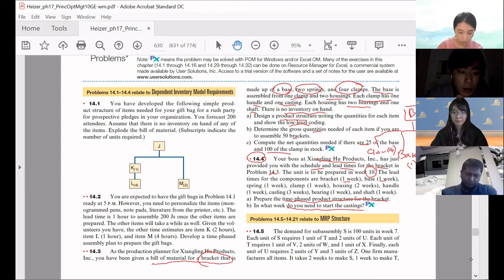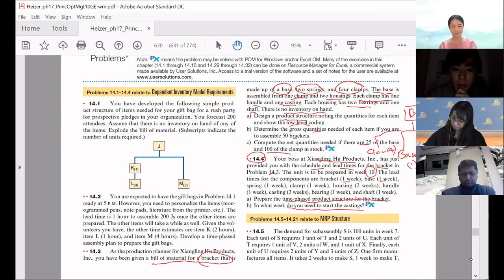And both 14.3 and 14.4. Yes, 14.4 is a continuation of 14.3. It's good because it shows the steps until you come up with the time phase product structure for the bracket. Okay.